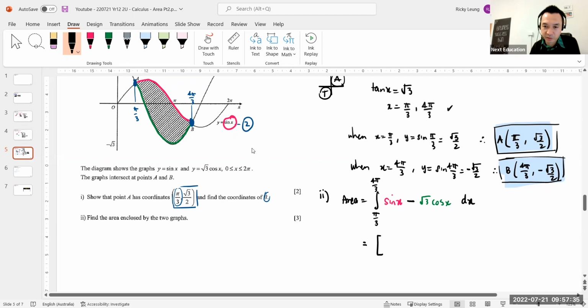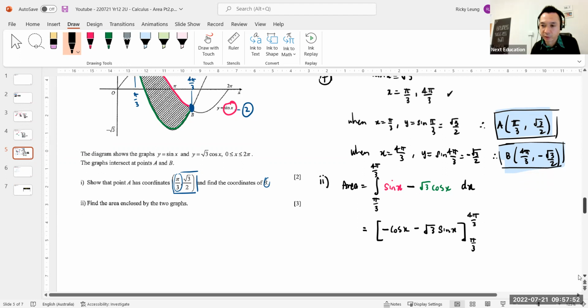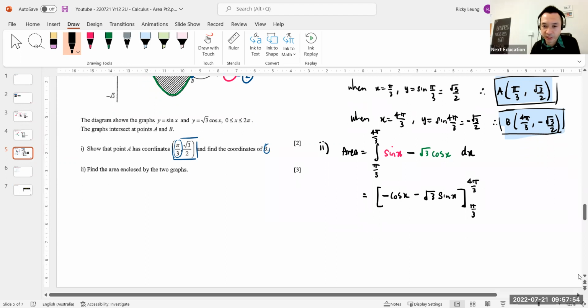So let's see, integral of sine x. Sine integrates negative, right? The acronym, so that becomes minus cos x. And then minus integrates positive, so that becomes sine. That's 4 pi on 3 and pi on 3. Now you just got to work your trig exact value magic, right? So they're both negative.